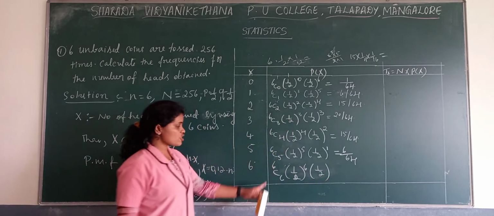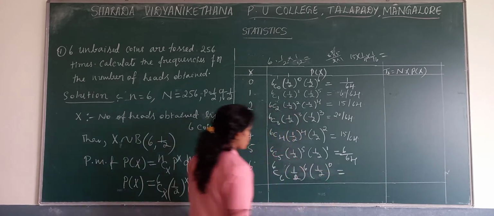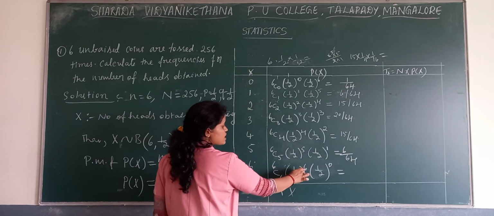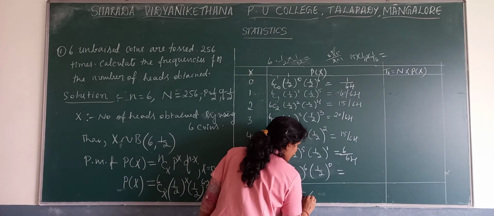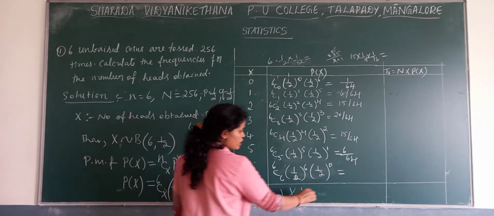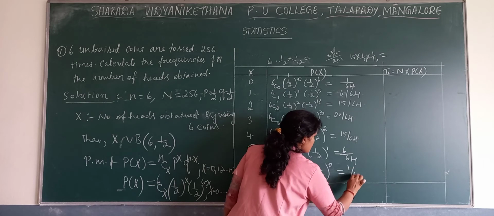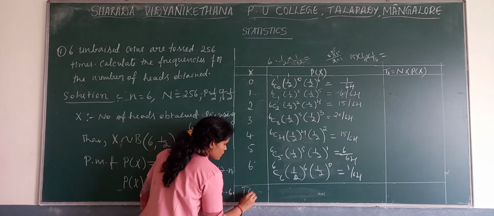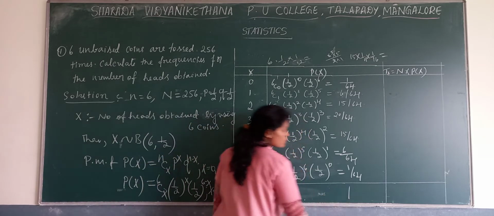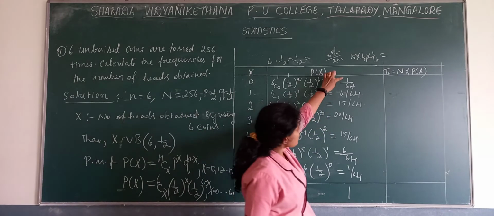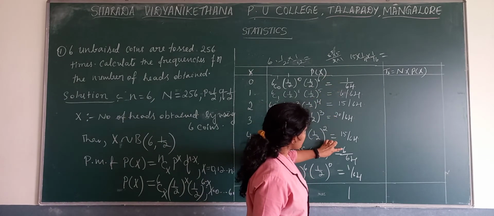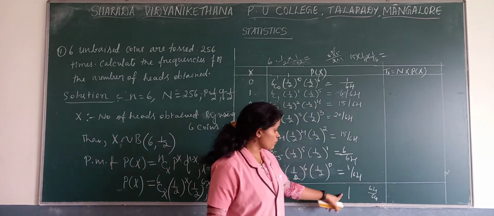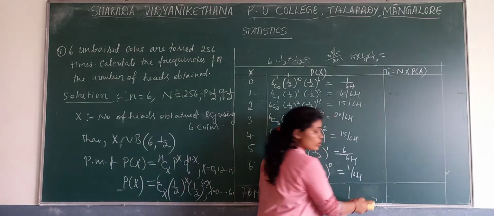And then the last one, 6C6 into (1/2)^6 and (1/2)^(6-6), that is 0. So the 6C6 value is 1 into (1/2)^6, that is 1/64, into (1/2)^0, which is 1. So here you will get 1/64. These are the probabilities. When you total these probabilities, 1, 6, 15, 20, 15, 6, 1, you get 64/64. That means 1. So the probability total we got is 1.